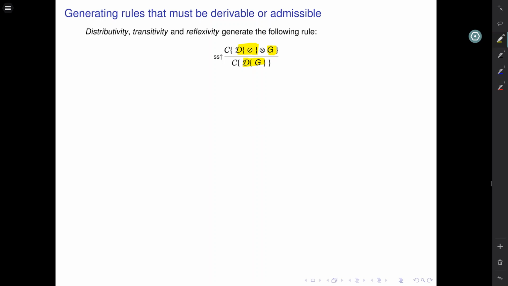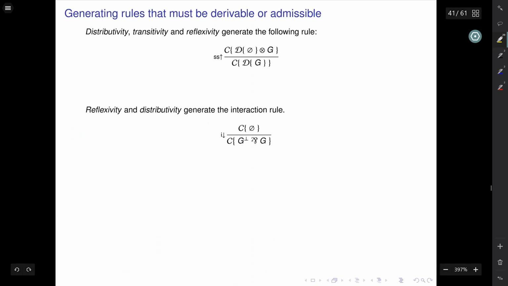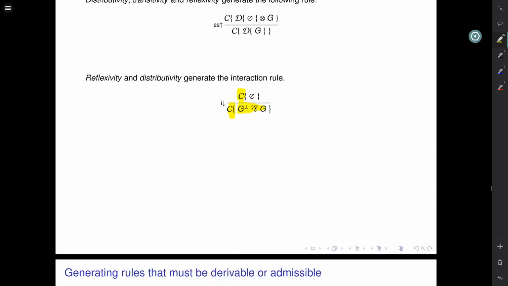This is the context on the outside, which we can always add due to distributivity, by the way. And this we call the super switch up rule, because it's actually a generalization of the switch rule which applies in linear logic. We also have, from reflexivity and distributivity, we could generate the following rule. This is just that not G or G holds, as you get in classical logic and linear logic. So this is not a big surprise here. Again, the context is coming from the distributivity rule. We're allowed to add that.